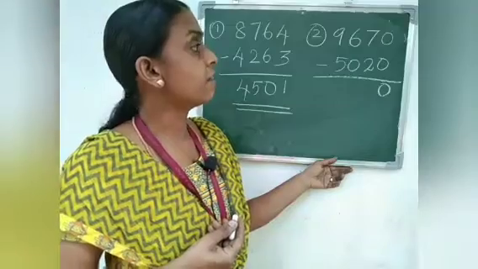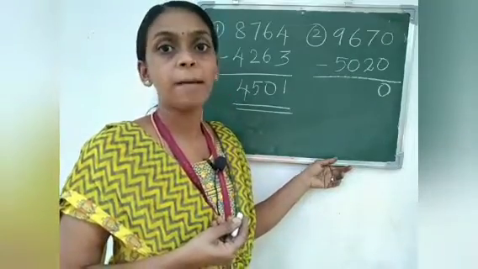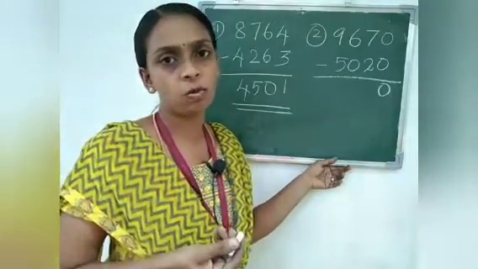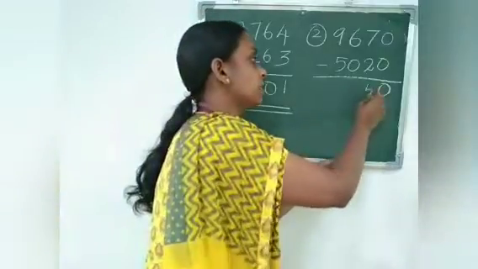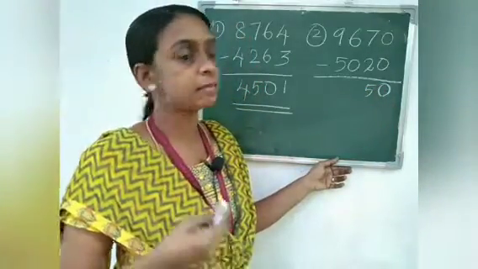Then next is 7 minus 2. 7 minus 2 is what? 7 minus 2 is 5.